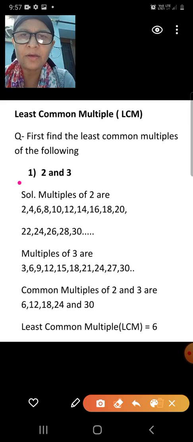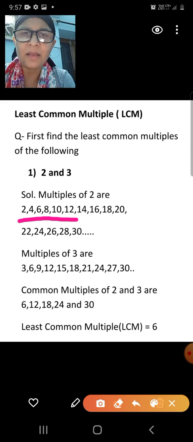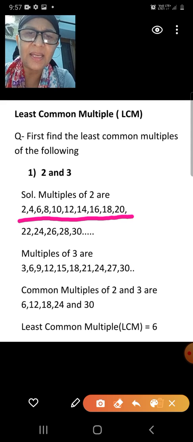For example, here given numbers are 2 and 3. So first of all we will find the multiples of 2. We will find a few multiples of 2. So these are 2, 4, 6, 8, 10, 12, 14, 16, 18, 20, 22, 24, 26, 28 and 30 and so on.